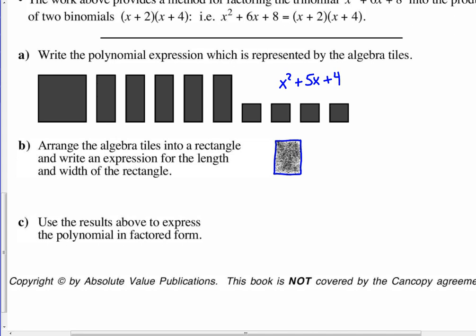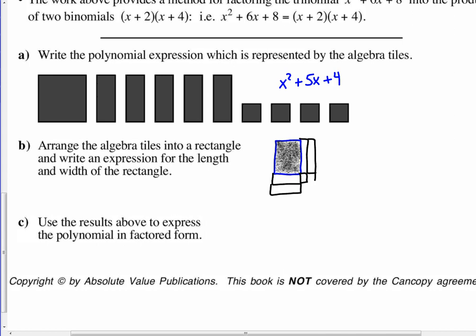Okay, now what? Now we need to figure out how to place the 5x's because we need to have 4 1s. Right? And the 4 1s are going to go in the corner of the x squared, across from it. Something like that. So how would we arrange them? Would we put 2 x's and 2 x's like this? Would that work?